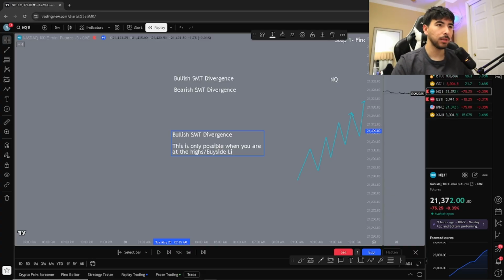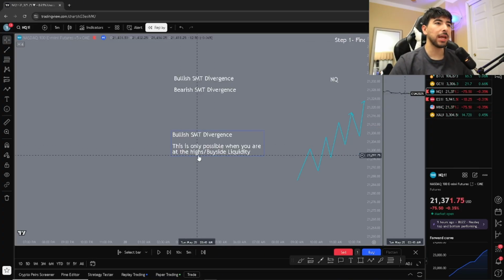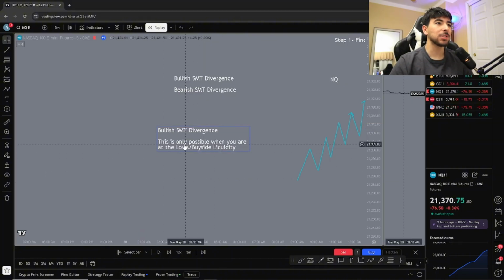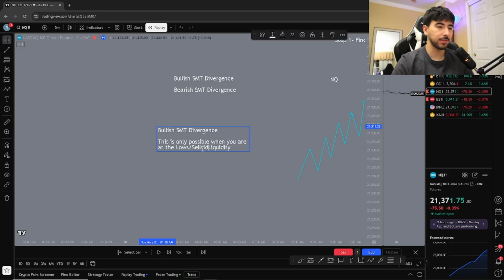Buy side liquidity, right? You can only have a bullish SMT divergence when you're at the highs. Now, what do you think a bear? Oh, wait. I'm sorry. At the lows. Guys, scratch that. This is only possible when you're at the lows and sell side liquidity. See, even I got mixed up.